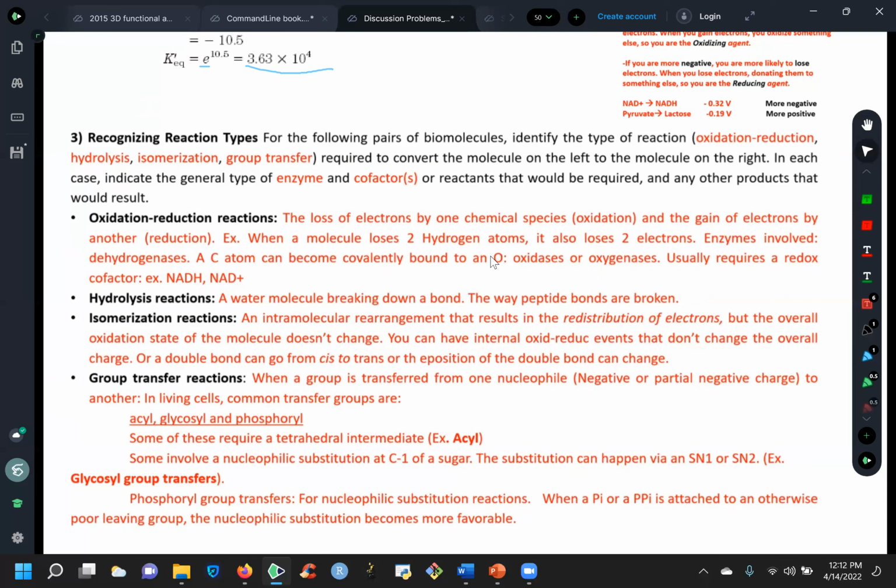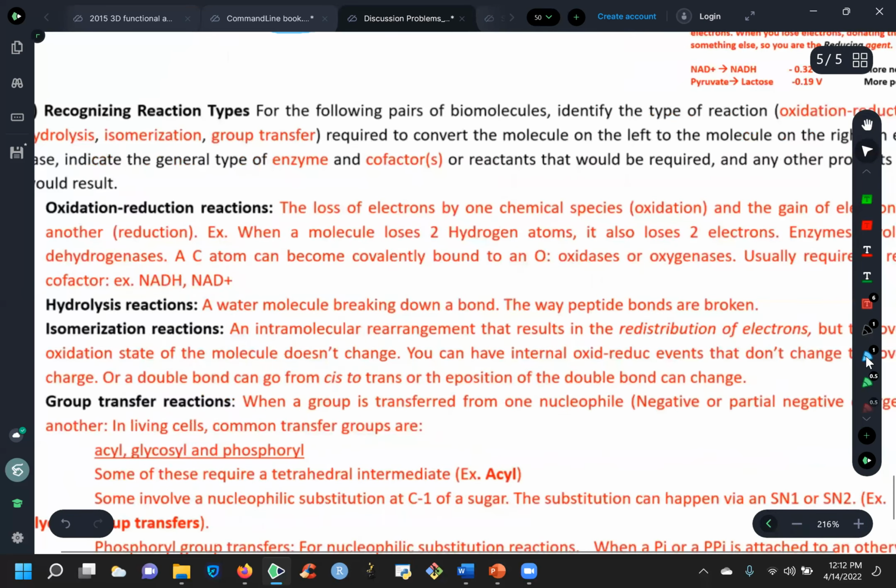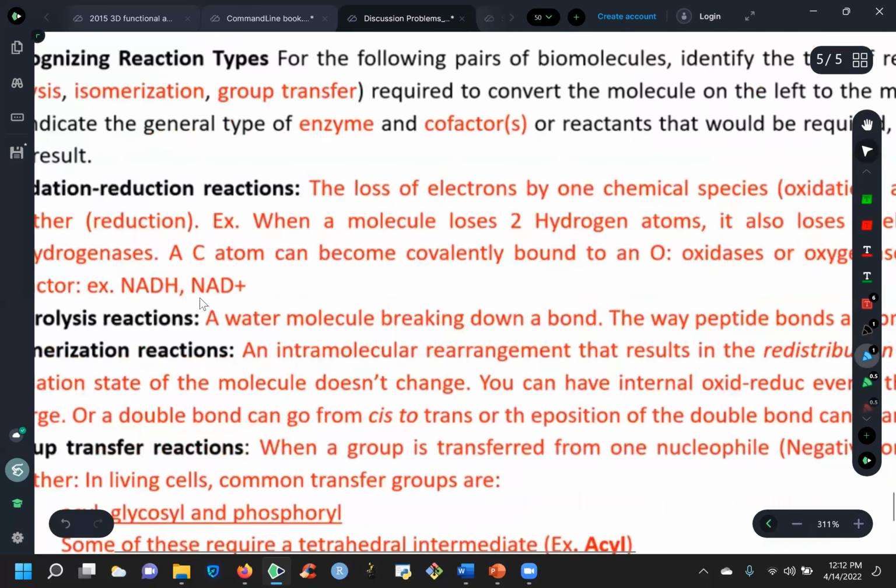Okay, so oxidation reduction reactions are super easy. You can even see here, as an example that I gave you guys, we have NADH, and then here we have NAD plus. So we're missing a hydrogen. So yeah, oxidation reduction. That's why this is a redox pair.